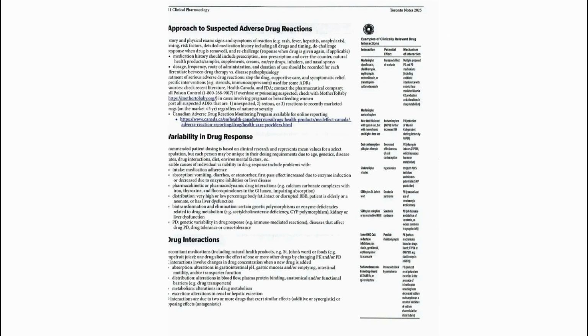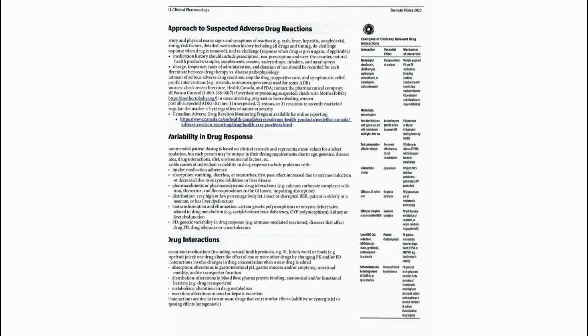Drug interactions. Drug interactions occur whenever one medication, food, or natural health product changes the effect of another medication. Examples include herbal products such as St. John's wort and foods like grapefruit juice. Drug interactions are divided into pharmacokinetic and pharmacodynamic interactions. Pharmacokinetic interactions alter the drug concentration within the body. They may affect 4 stages.